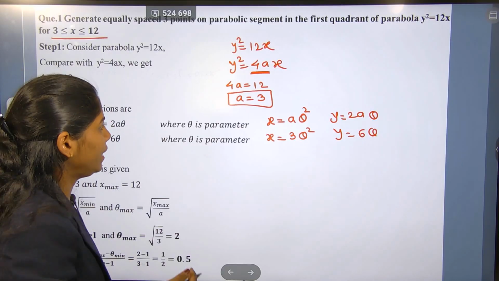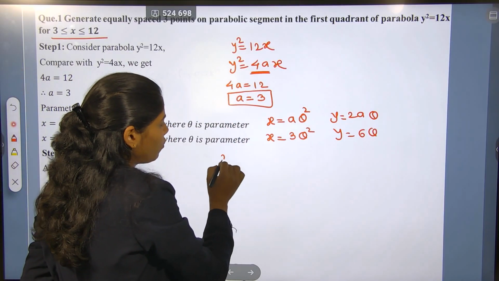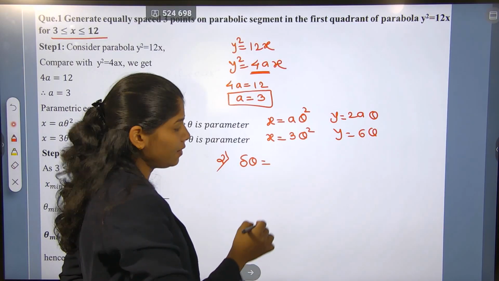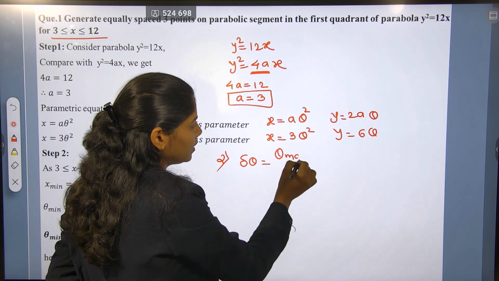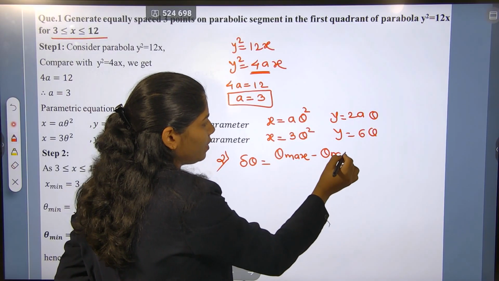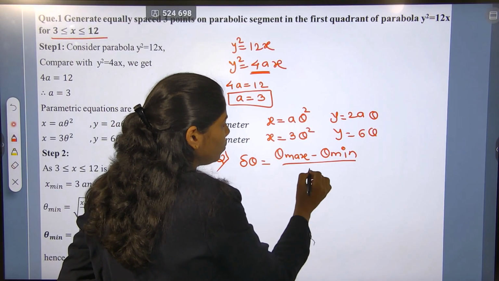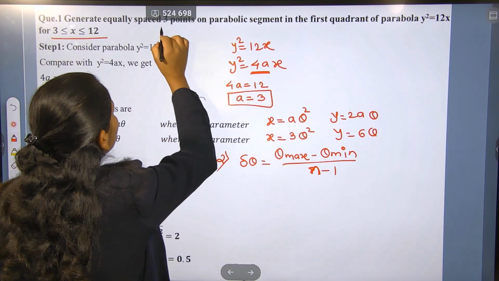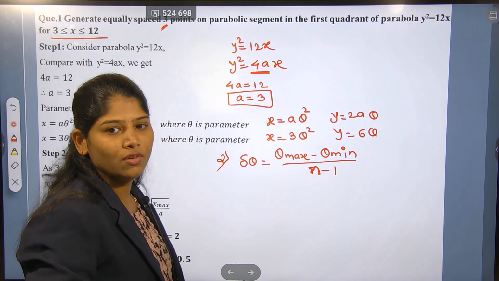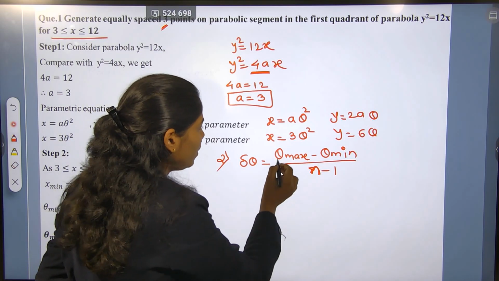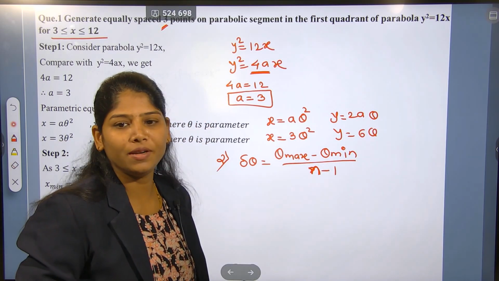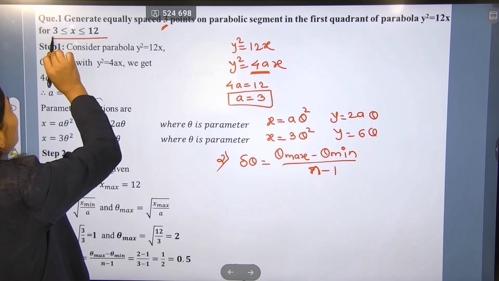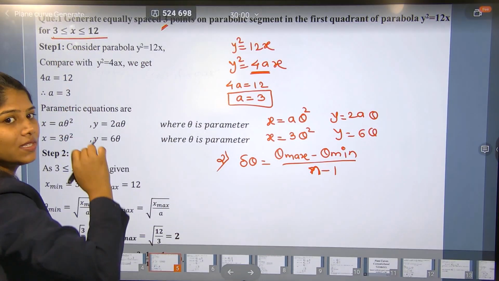Then find out del theta. This is step 1. Then go for step 2. Find out del theta. We know the formula for del theta: theta max minus theta minimum upon n minus 1. So here the value of n is 3 points. So 3 is the value of n. लेकिन आपको थीटा मैक्स और थीटा मिनिमम दिया है क्या, नहीं. So find out using the x range. Here minimum x is 3 and maximum x is 12.